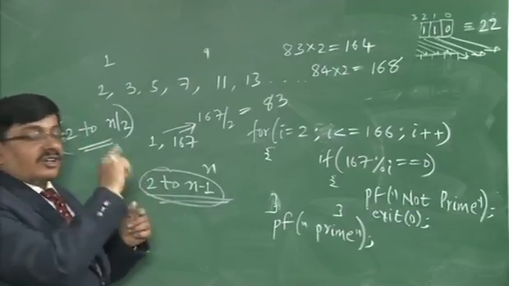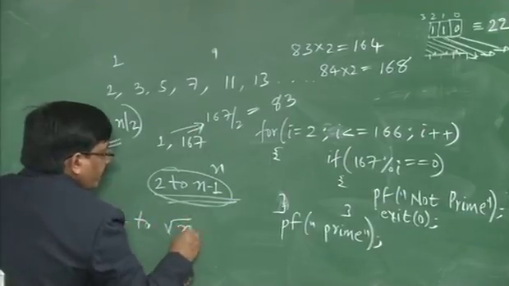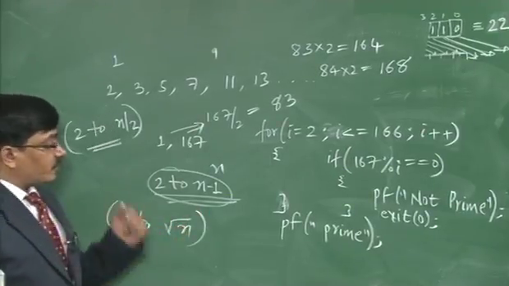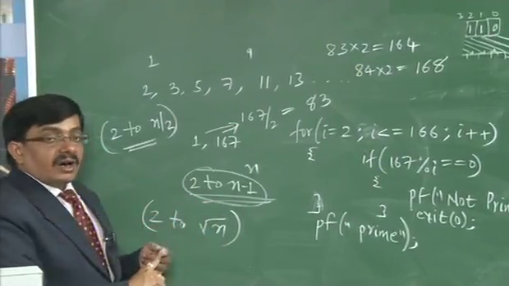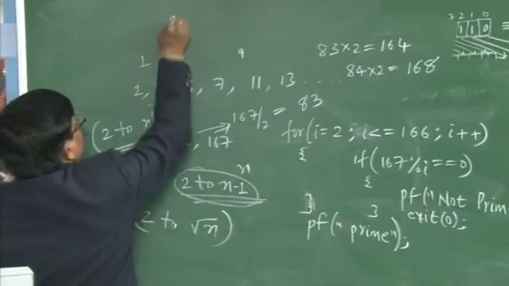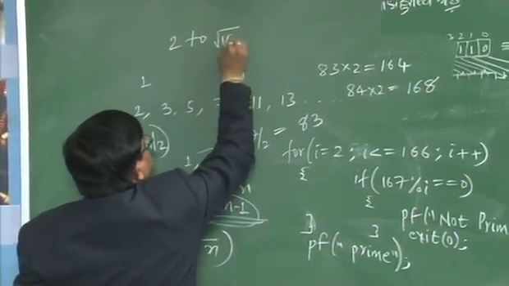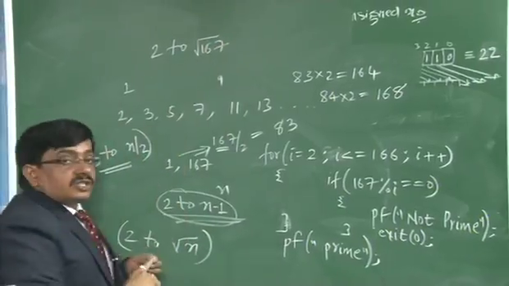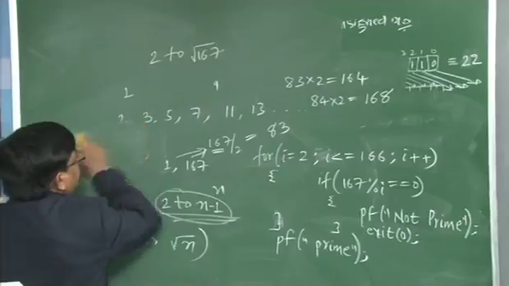And still one more logic is there which we can do, like only 2 to square root of n. If I go only up to square root of n, that is sufficient to say whether the number is a prime number or not. 2 to square root of n means what? With respect to 167, square root of 167. So, what is the square root of 167 here?